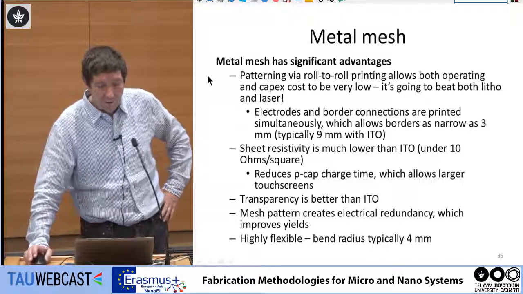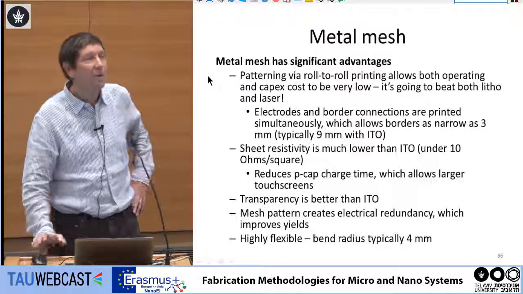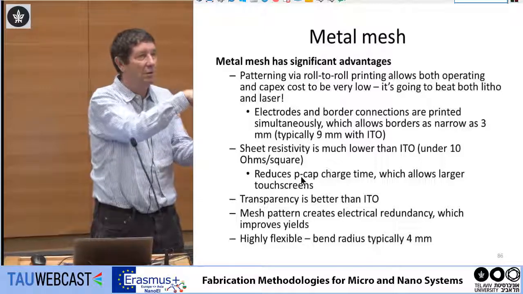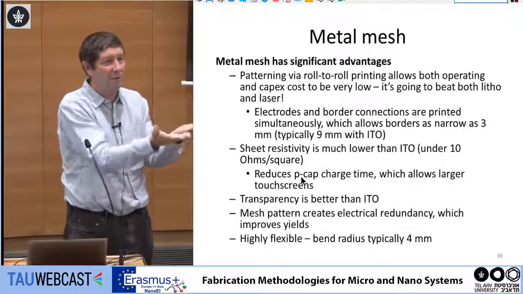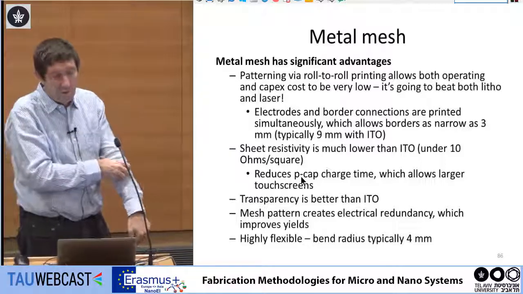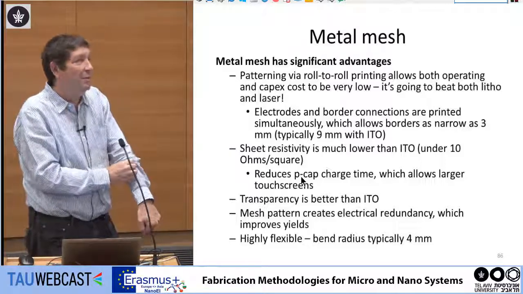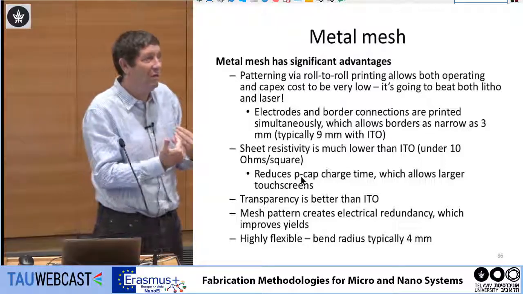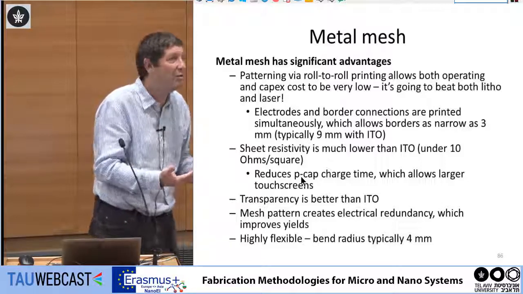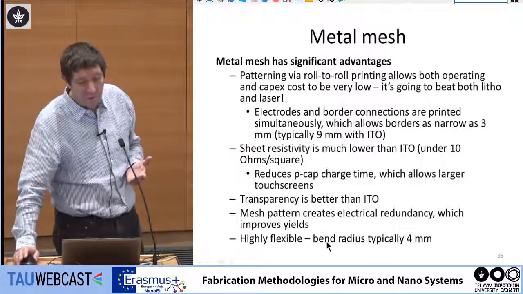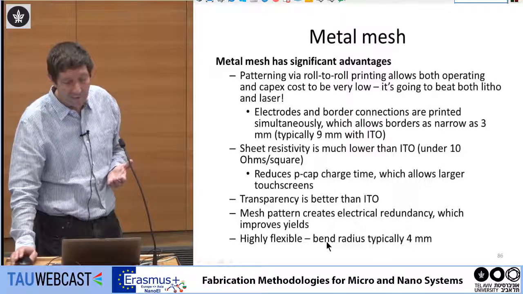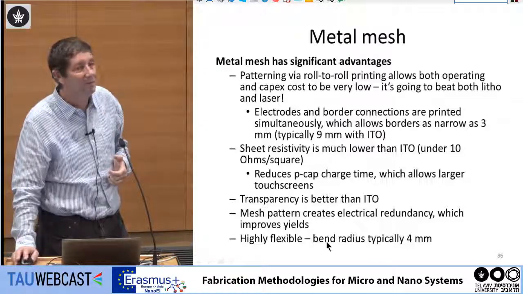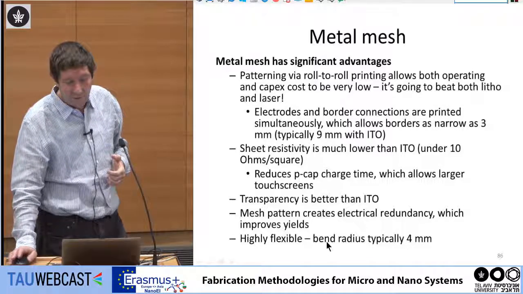And if you remember, we talked about the proximity capacitor: we have 2 electrodes and our finger touches somewhere in between, so we change the capacitance between the electrodes. Because of the much lower resistance than ITO, the charge and discharge time is faster, so this screen has a much better response time. Transparency is better than ITO, the mesh pattern creates electrical redundancy, which improves yield, and it's highly flexible. You can make a bend radius, typically 4 millimeter.